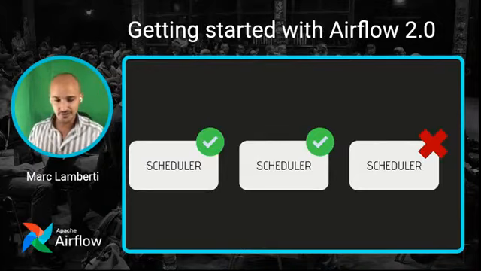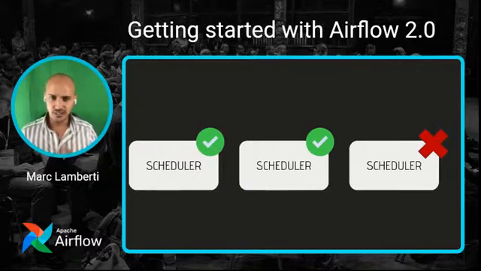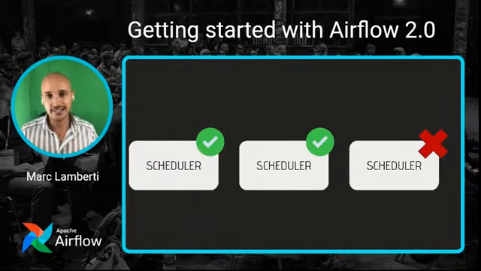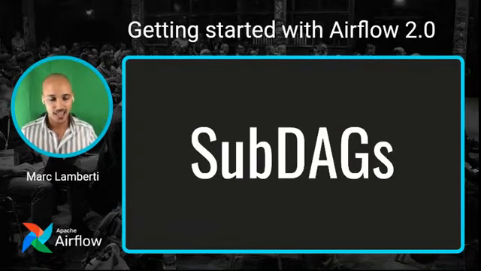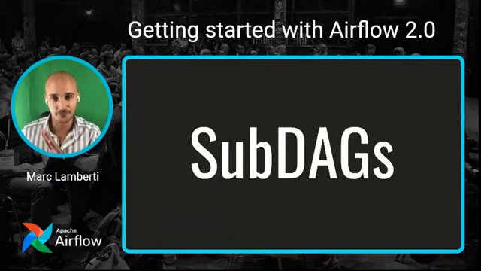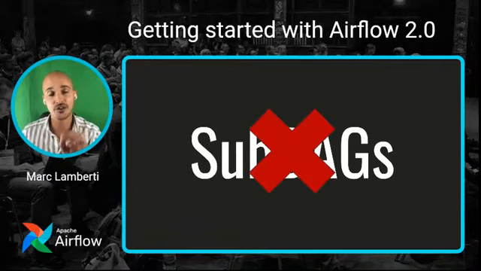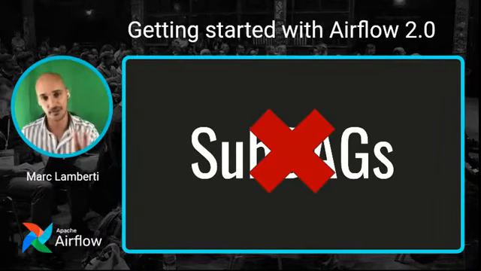Okay, so all the improvements we've discovered so far are related to Airflow itself, the structure of Airflow. But what about DAGs? What are the new features that make our DAGs better? I think there is one feature that probably everybody has ever used in Airflow, which is the sub-DAGs. Sub-DAGs are not recommended at all. You should avoid sub-DAGs as much as possible.